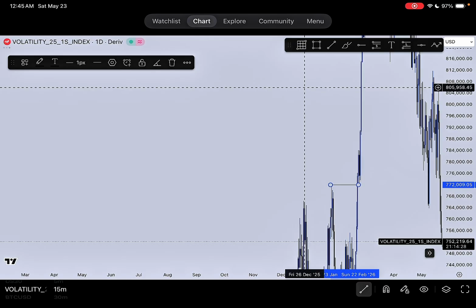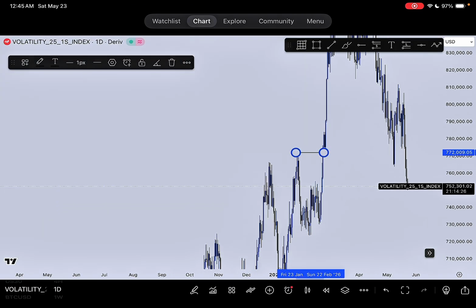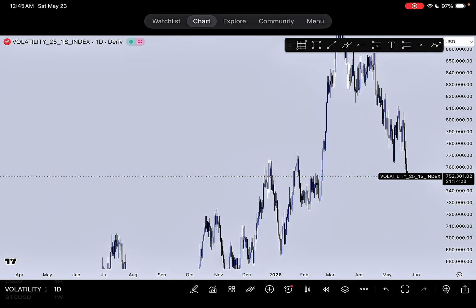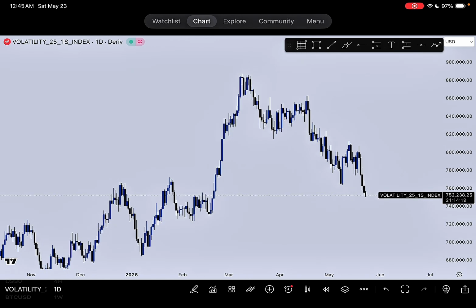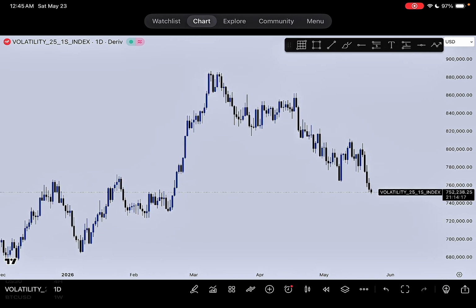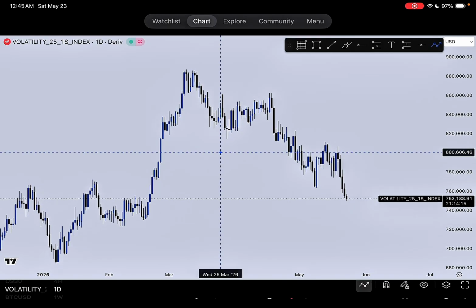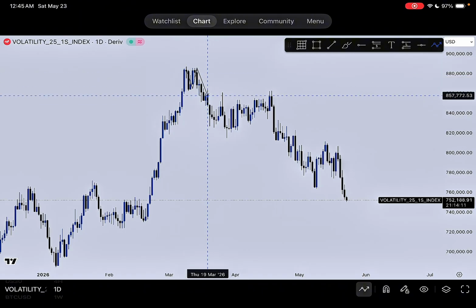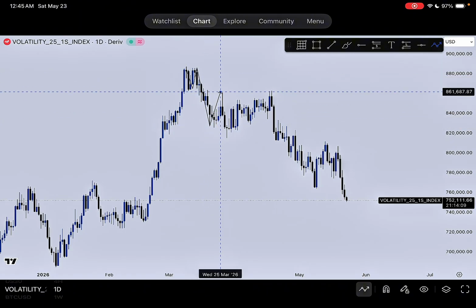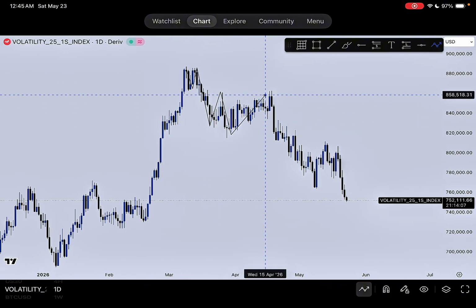Then you need to go to your daily time frame. Once you get to your daily time frame, what you need to know is where the market is heading to. From this, you can clearly see that this is a bearish market. The market has been selling since. We are currently on a downtrend here.